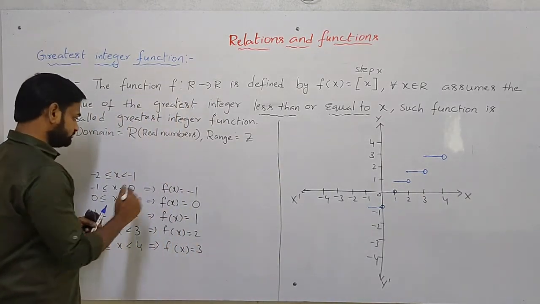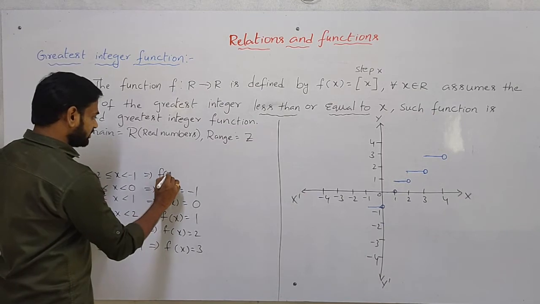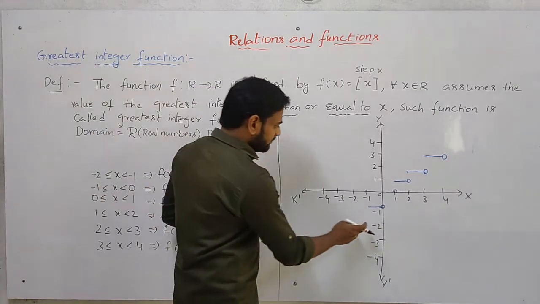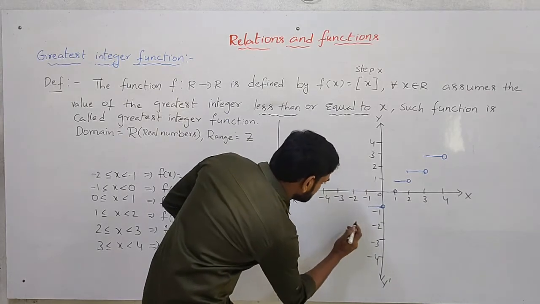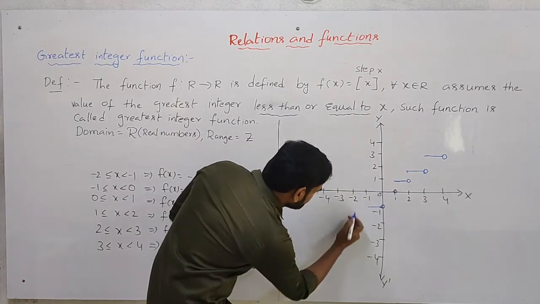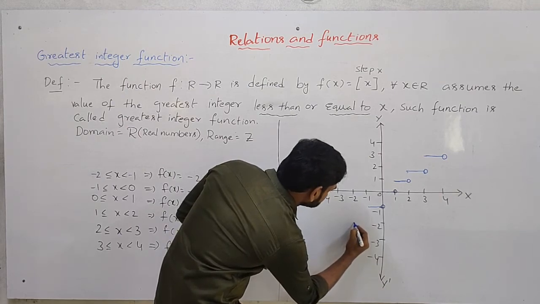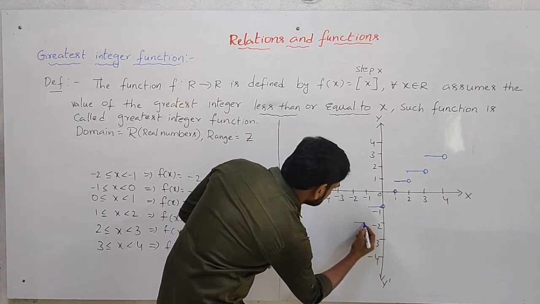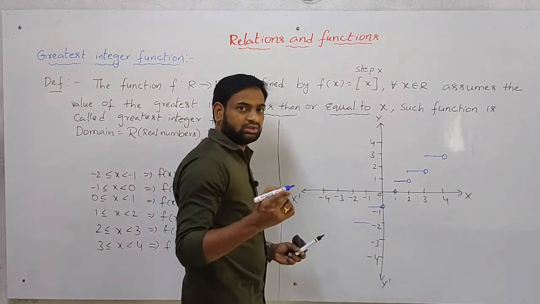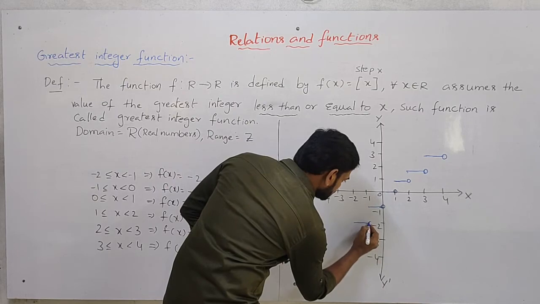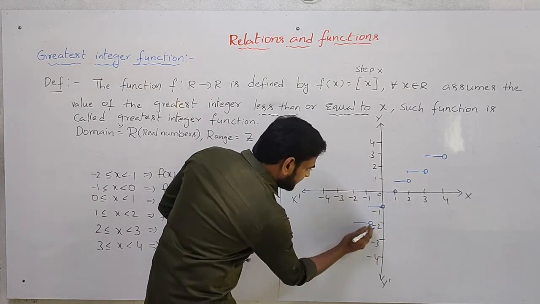So that implies f of x equal to minus 2. So on the y-axis where it is minus 2, it is minus 2. So don't take minus 1. If you take minus 1, answer is going to be minus 1. So don't take minus 1. That's why at the minus 1 I put a circle.